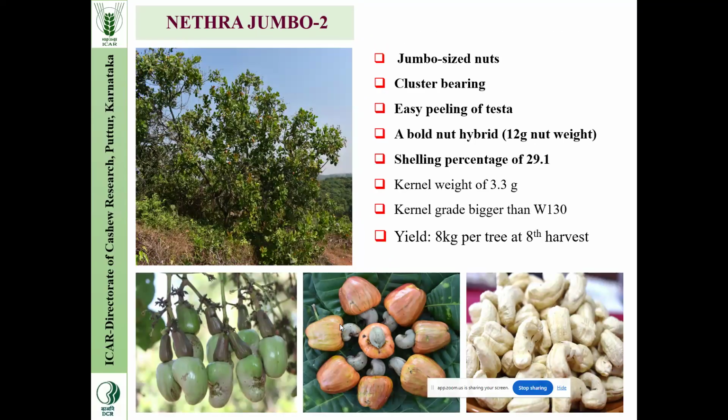Coming to another important jumbo variety, that is Netra Jumbo 2. Netra Jumbo 2 has a jumbo size nut, cluster bearing habit, easy peeling of testa, and is a bold nut hybrid which weighs around 12 gram nut weight, and shelling percentage is around 29.1 to 29.5. The kernel weighs around 3.3 gram. Kernel grade is W130, and for yield we can expect 8 kg per tree at the 8th harvest. This is the attractive photograph of that variety, Netra Jumbo 2.